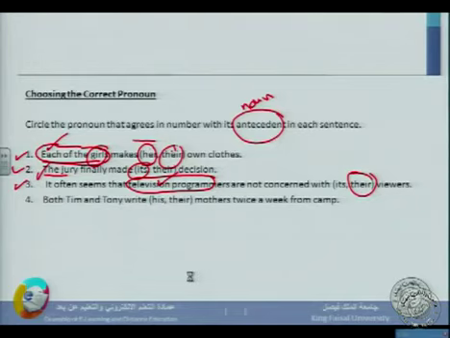Both Tom and Tony write their mothers twice a week from campus. Both Tom and Tony write their. Why? Because Tom and Tony are two people, so it's plural.